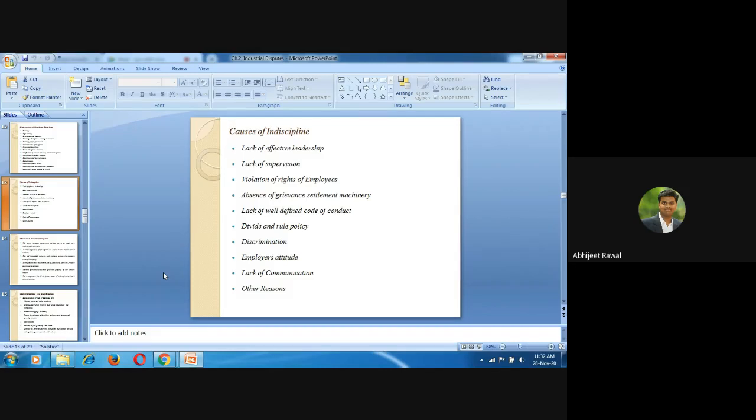So lack of communication also plays a very crucial role for the irresponsibility, plays a very important role for indiscipline in an organization. Employee disagreement या employee indisciplines always can be seen due to lack of communication.